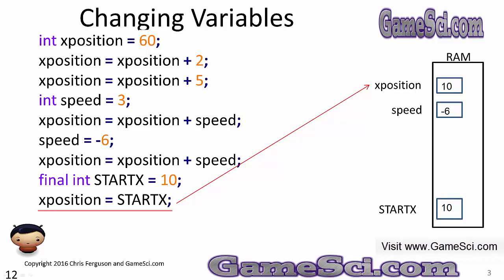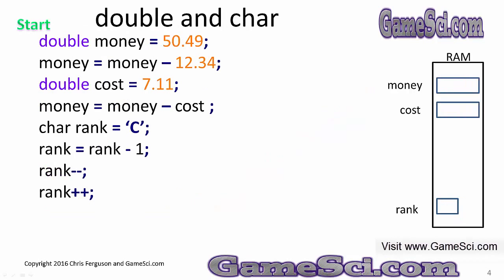Let's move on and look at the variable types double and char. A double variable is a numeric variable that can hold a decimal point. Again, I like to use money. Everybody understands it takes a decimal point to store numbers. This is $50.49. Let's look at what we can do with the double variable.